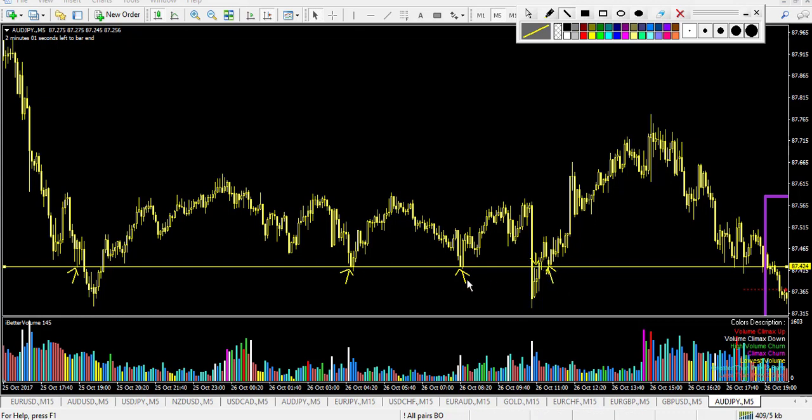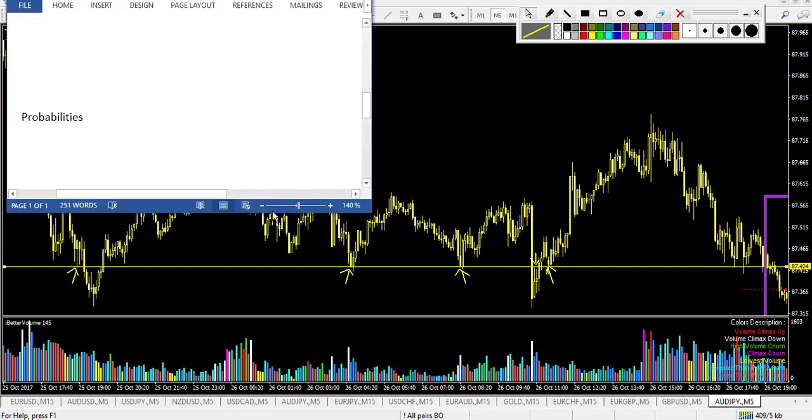So 1, 2, 3, 4, 5, and we have 1, 2, 3, 4 break. So the probability is defined in this way. You will count the number of bounces, because you want to place the bounce first, but we will place the breakout after that. So rejection for one candle after the first touch is 5, and cross when the level is broken is 4. It's just for an example.